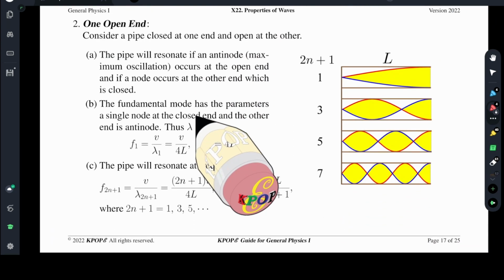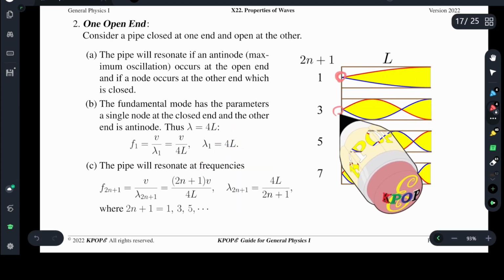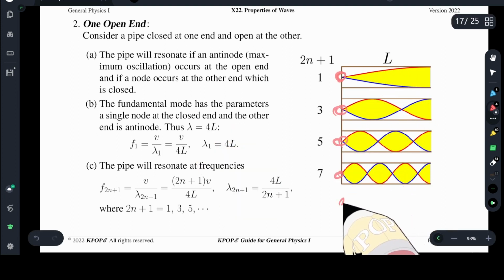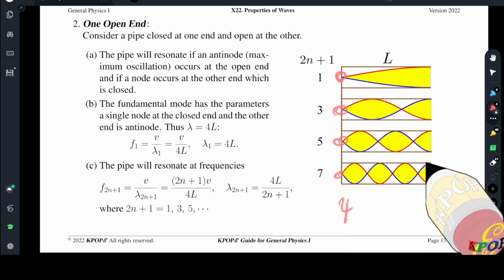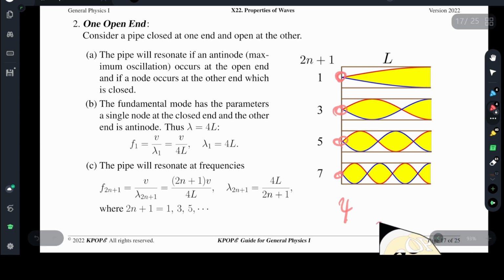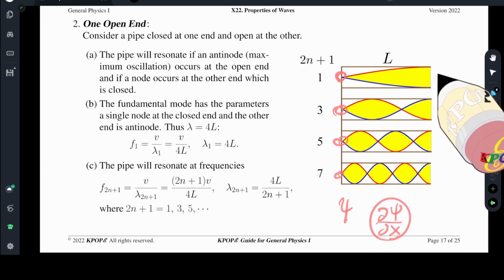In the case of one open end, ψ vanishes. If you want to transform into the air pressure, it is proportional to the derivative of ψ.